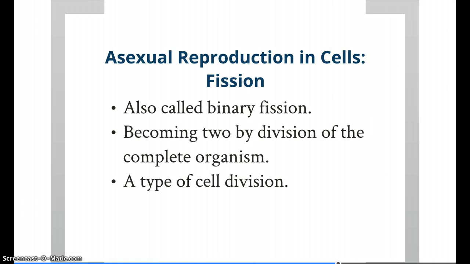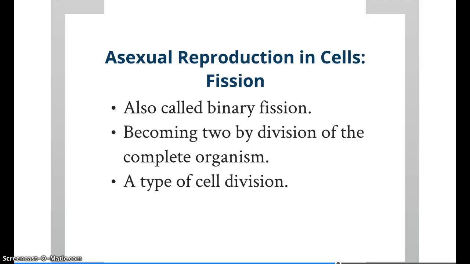Next would be asexual reproduction in cells. So now we're talking about the itty bitty cell itself. Remember, the cells have to reproduce enough times before an entire organism can reproduce. So now we're working backwards. We started out with the entire organism, and now we're going into seeing the little parts of the organism called cells. The first type of asexual reproduction in a cell is called fission or binary fission.